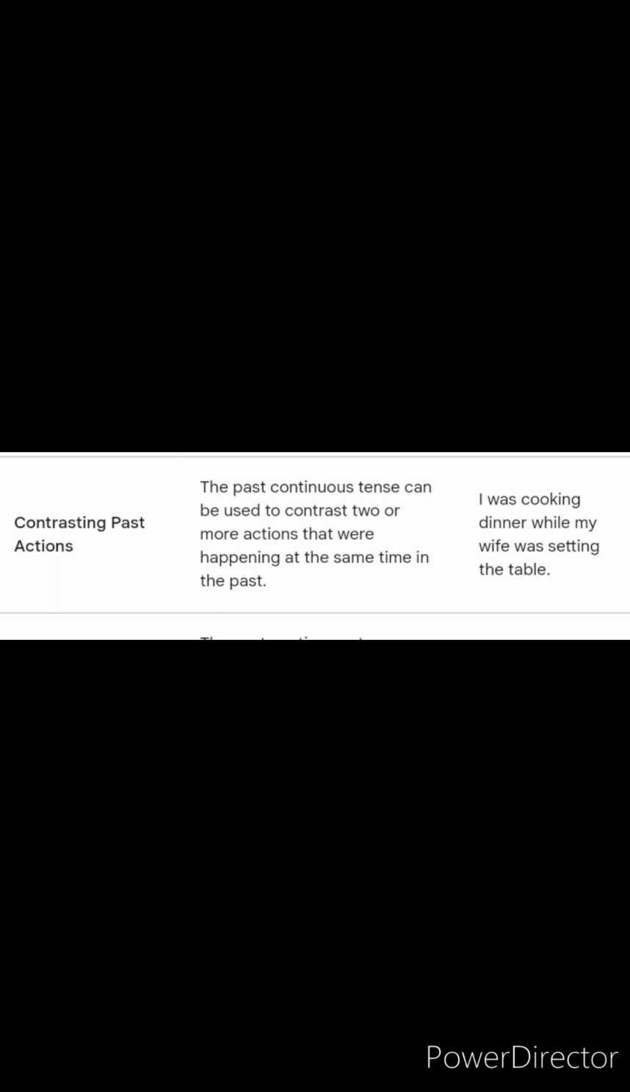Another use, contrasting past actions. The past continuous tense can be used to contrast two or more actions that were happening at the same time in the past. I was cooking dinner while my wife was setting the table. Cooking dinner and setting the table are the two contrasting actions that are shown in this sentence.